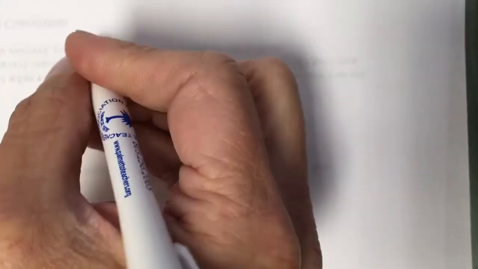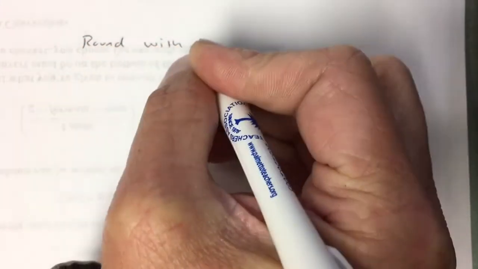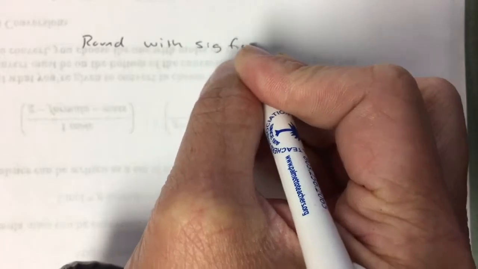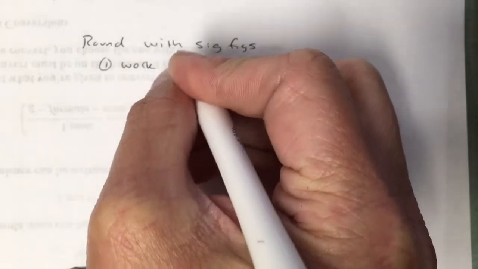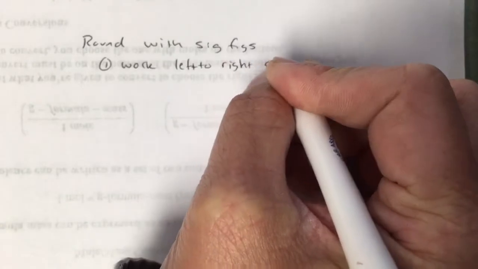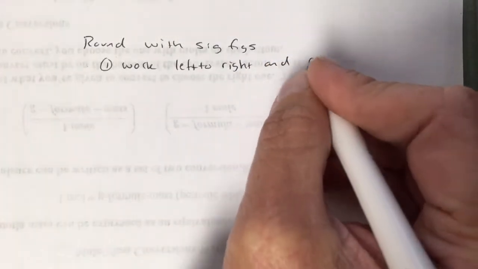The next thing you have to do is round with significant figures. And when you're rounding with significant figures, you may be told how many significant figures you need to keep. The question might say, round this number to 4 significant figures. Round this number to 2 significant figures. The way we do that is start on the left and work to the right. And we'll find the number of significant figures we need.